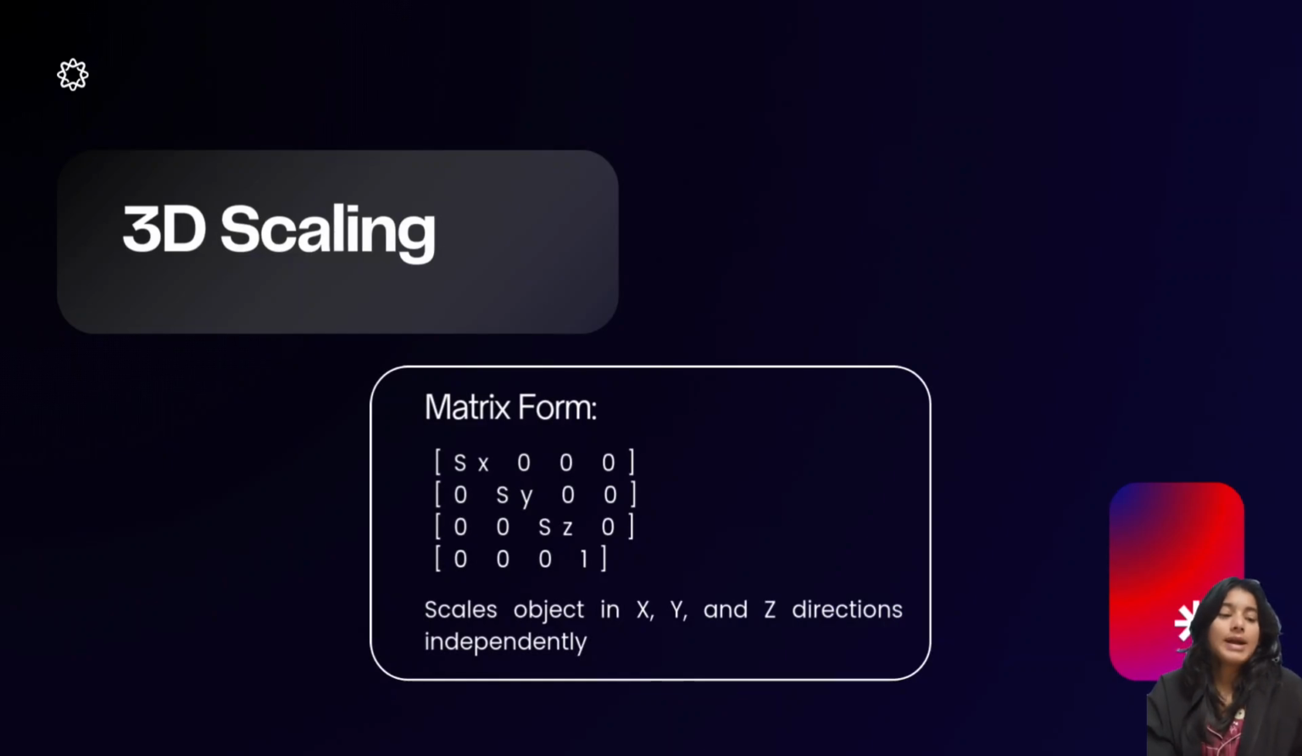Now we'll come to the 3D scaling. Matrix form will be, as we saw in the previous PPT, there's a 2D scaling. We'll write in a diagonal form. So we have to do the same here, but we'll take sz in it. So we'll write sx, sy, sz, and 1. Scale object in X and Y and Z directions independently.